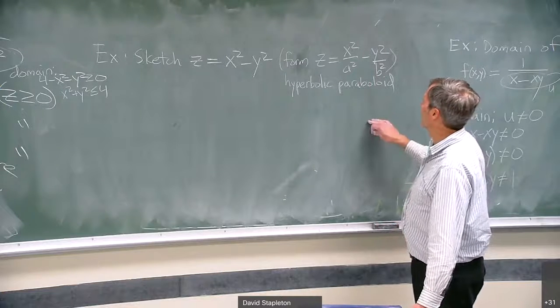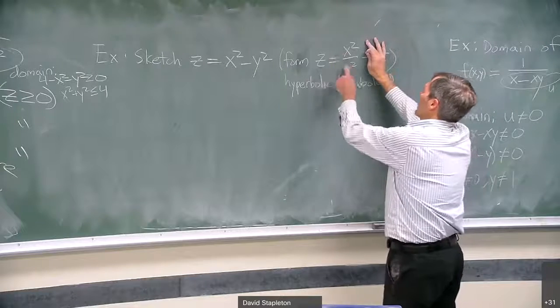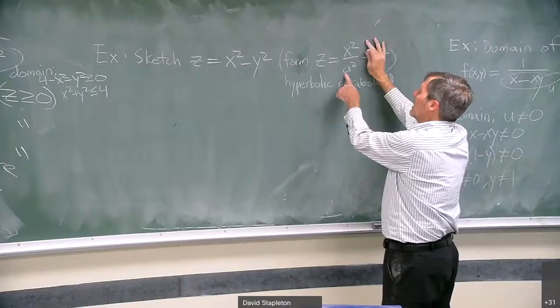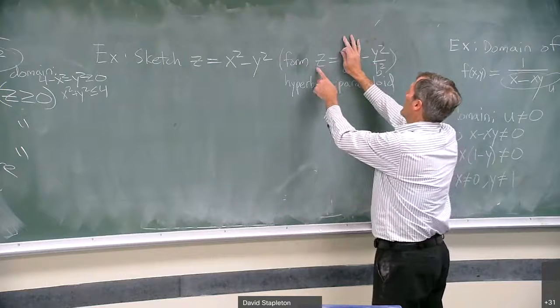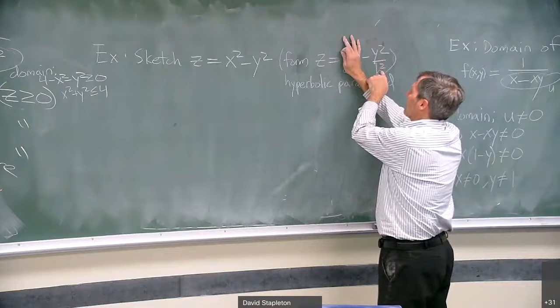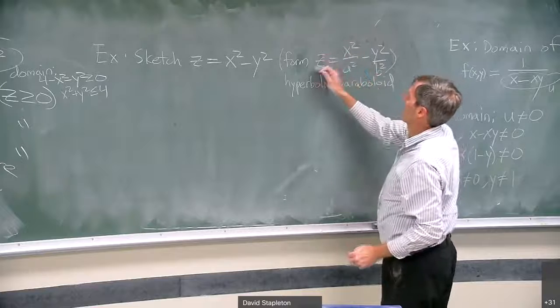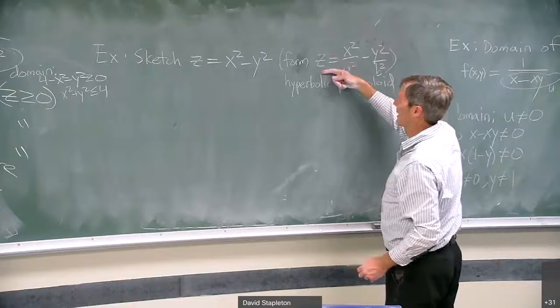If you think about it, remember how you can figure out the name? You can try holding one of the variables constant, like put y equals 0, and you get z equals x squared over a squared, a parabola in the xz plane. If you put x equals 0, then in the yz plane, you get z equals minus y squared over b squared, a parabola down in the yz plane. And if you put z equal to a constant like 1, you get x squared over a squared minus y squared over b squared equals 1, a hyperbola.